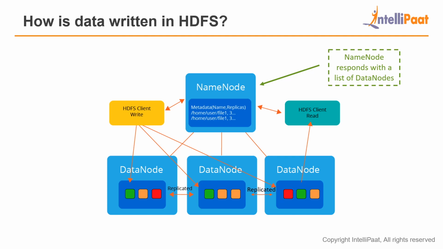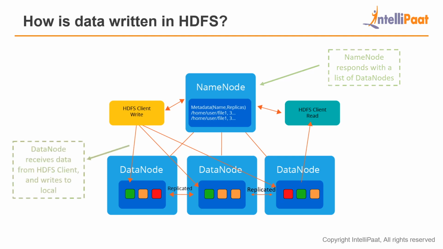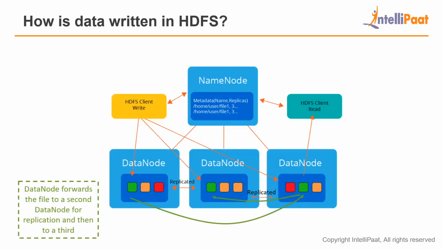So the name node responds with a list of data nodes that are available and free to store this file. The data node receives data from the HDFS clients and writes to the local space that it has. The data nodes write the file parts, the blocks, to the space that they have. The data node forwards the file to a second data node for replication and then to a third. This is a very essential part and one of the most interesting factors of the HDFS.